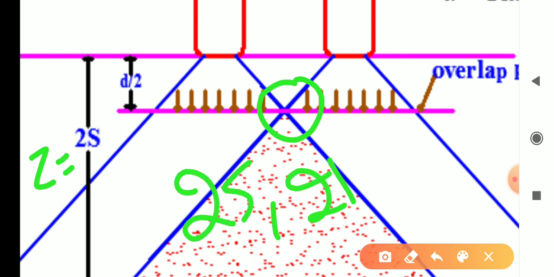Why is it 2s comma 2p? Because the stresses overlap, that's why we consider 2s. Why do we consider 2p? Because two wheel load stresses will be acting. But in the previous case, a single wheel load is acting up to the point d by 2, that's why it is d by 2 comma p. Here, up to depth z equal to 2s comma 2p, the stresses are overlapping, so we take 2s comma 2p. This is the concept of ESWL.